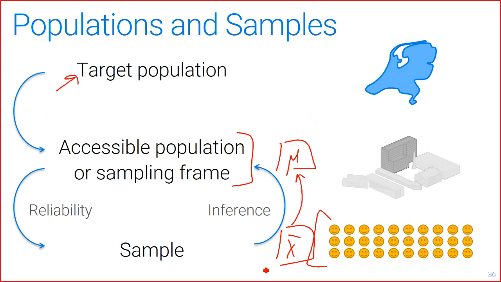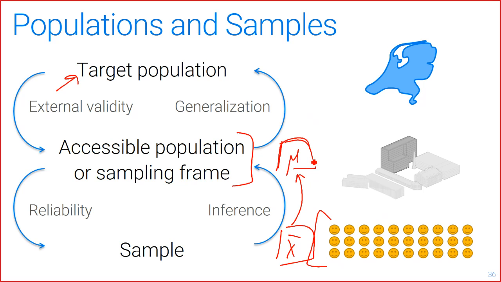And then we have to consider that we are generalizing the results from here to the population that we really want to target in the first place. And that's where we start talking about external validity. So how well can we extrapolate or generalize our results to other populations? And why is this important?